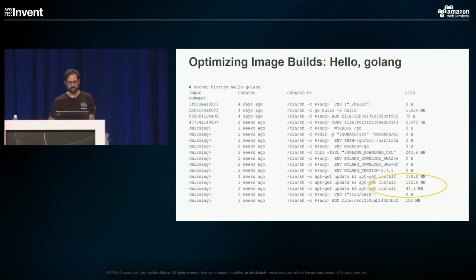We can see we first have these apt-get updates and apt-get installs. That's getting all of the build essentials that are required for Go itself to be compiled. Then we have all of the Go source code downloaded, which is another 200 megs. And then we finally have our binary after all of those builds. So our binary itself is less than 2 megs, but we have all of these other things that are required for that particular container.